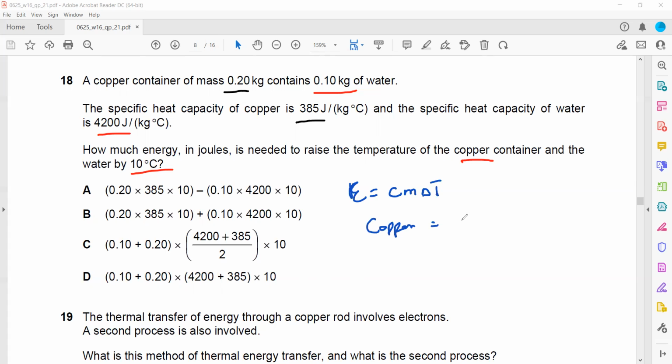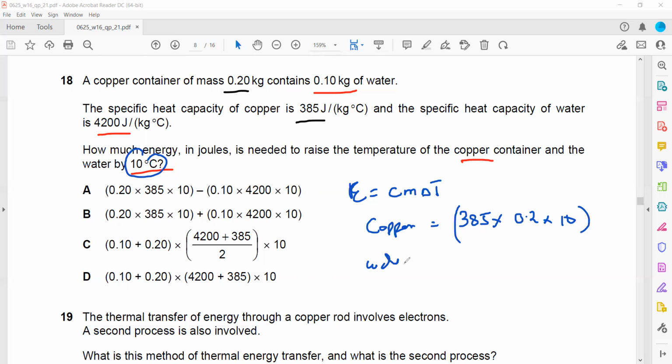So for copper, E equals c m delta T. The specific heat is 385, multiplied by the mass of the copper, which is 0.2, multiplied by the temperature change. We want to change the temperature by 10, so multiplied by 10. This will give us how much energy is needed to increase the temperature of the copper.